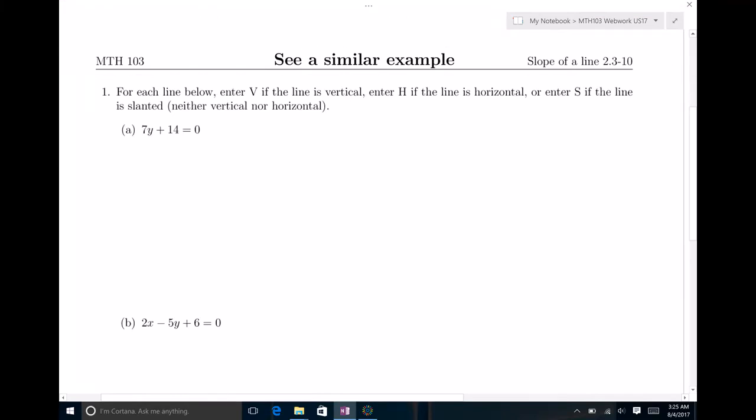Now, in order to be able to tell whether a line is vertical, horizontal, or slanted, the most important thing in play is to be able to find the slope of the line. And let me remind you that if the slope of a line is 0, then that means that the line is horizontal. If the slope of a line is undefined, then that means that the line is vertical. And if the slope is positive, then the line rises, and if the slope is negative, then it falls.